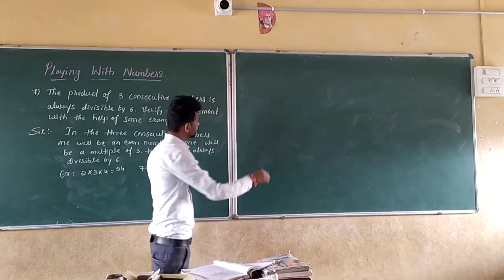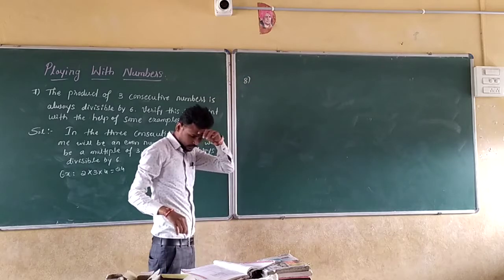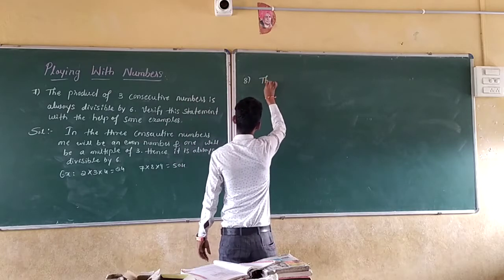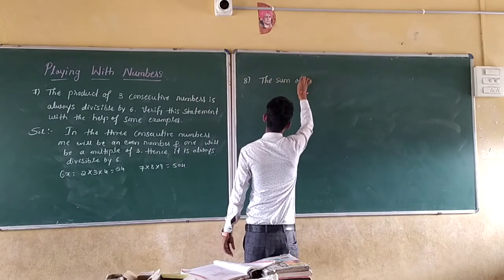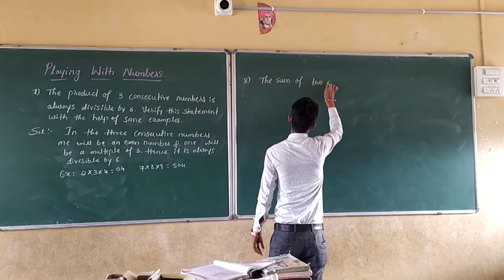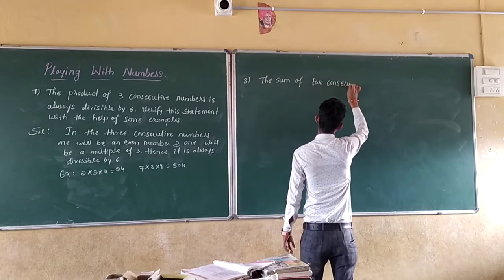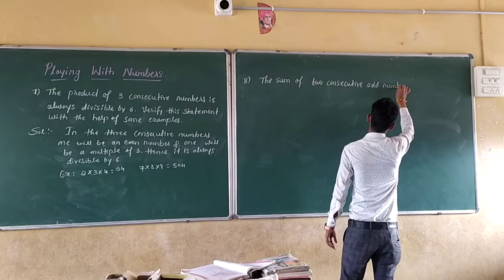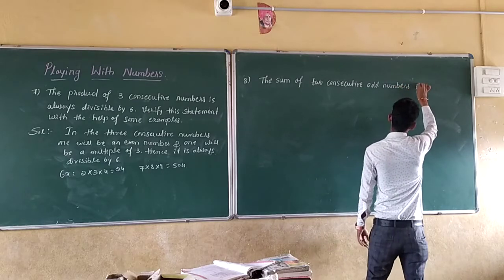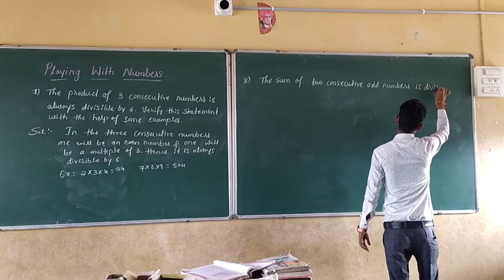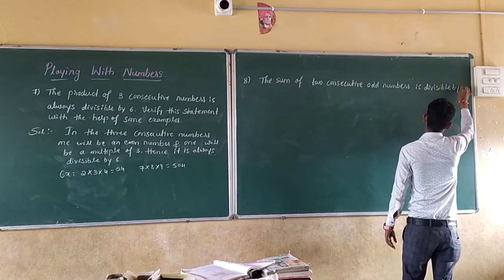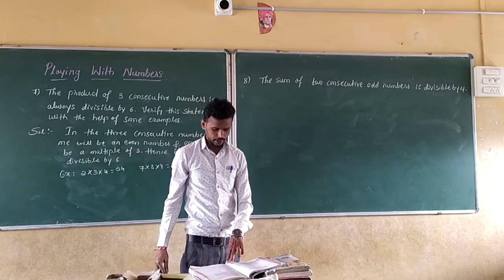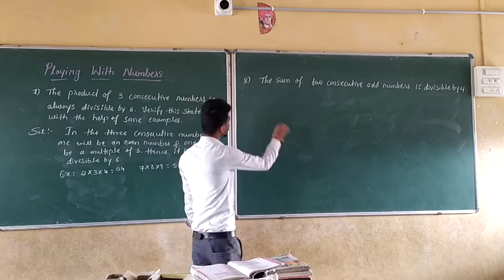Eighth question. The sum of two consecutive odd numbers is divisible by 4. Verify this statement with the help of some examples.